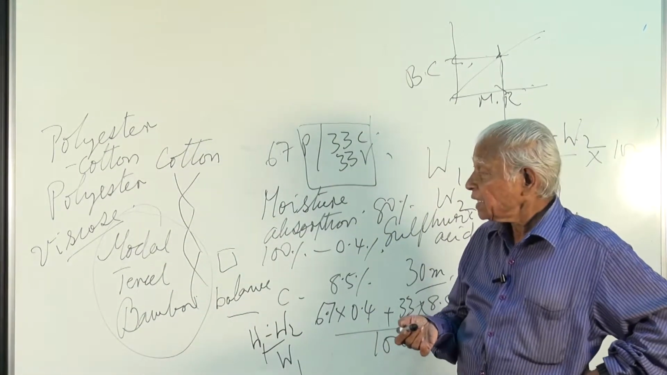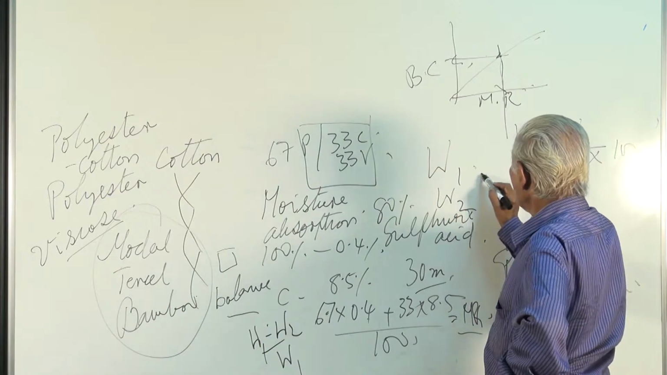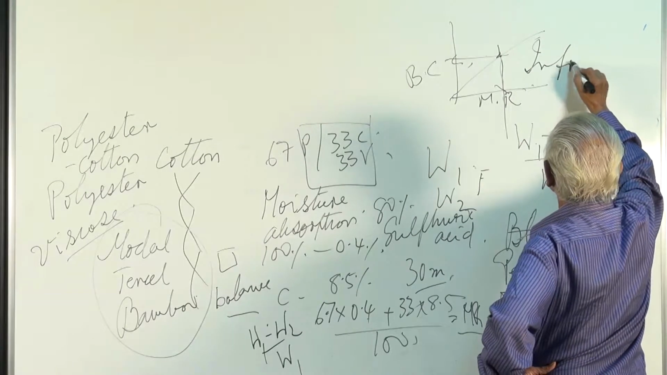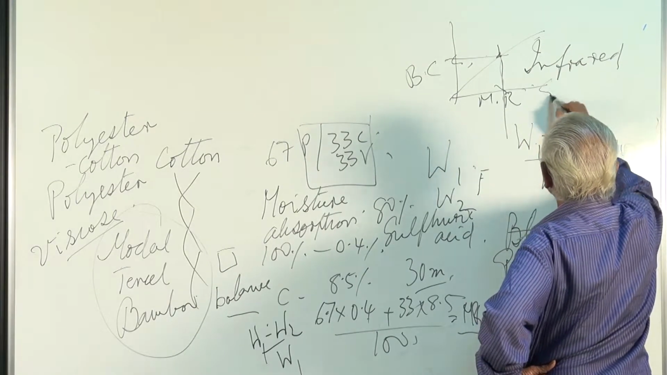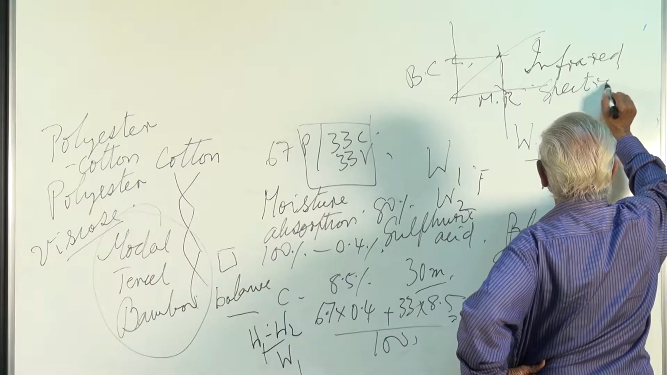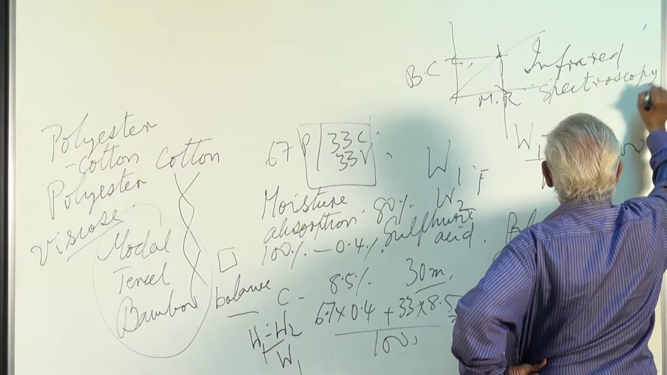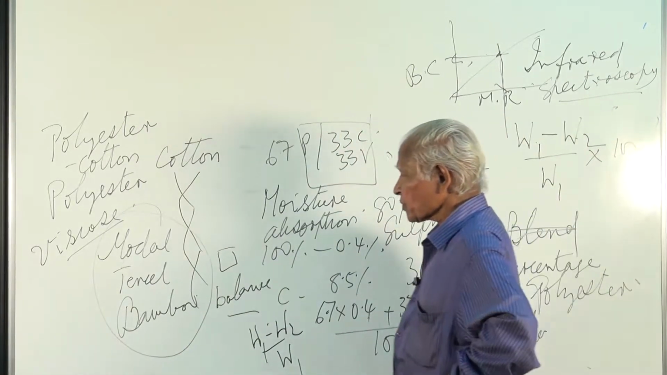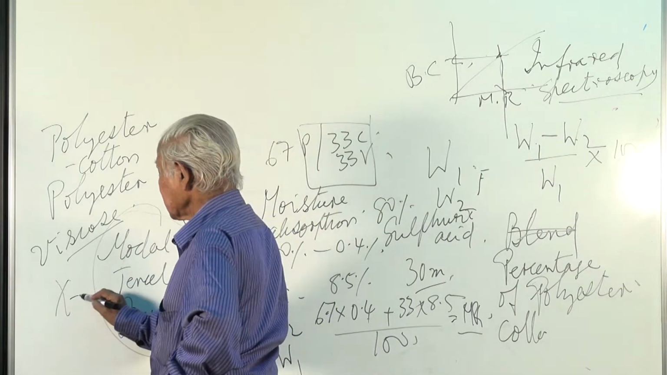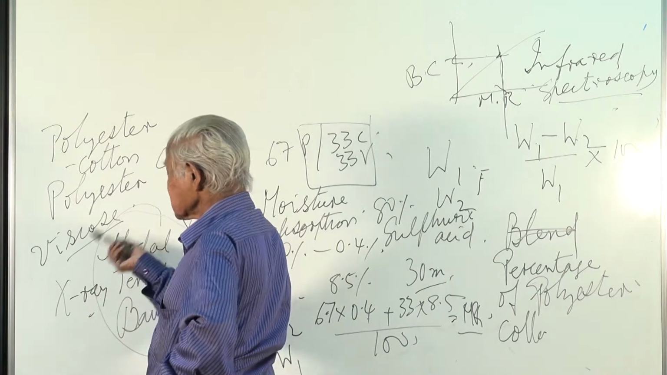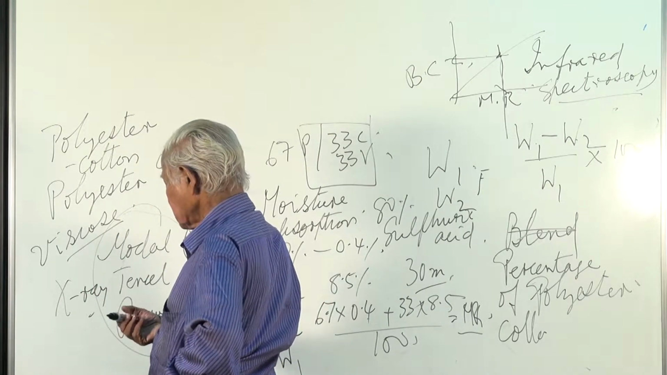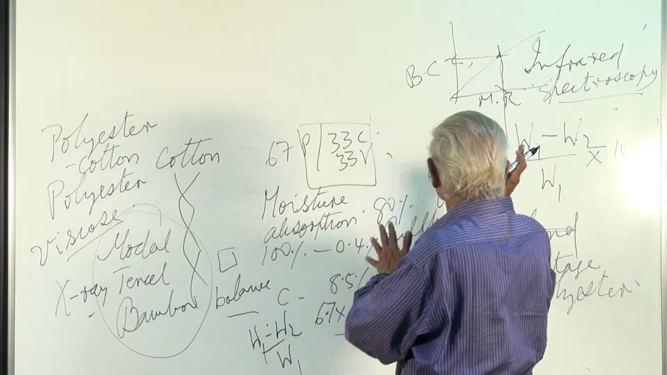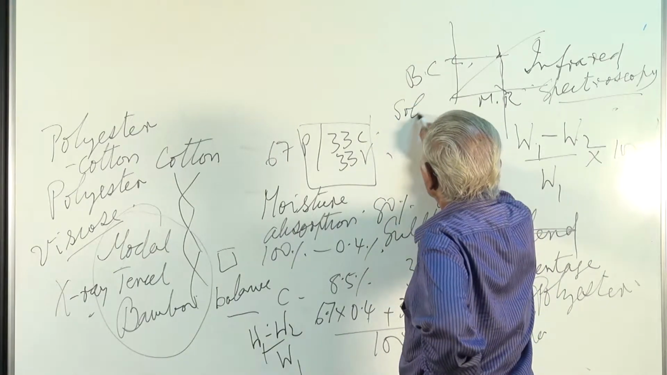And another very sophisticated test is infrared spectroscopy, which has been done for finding out the percentage of polyester and wool. That is a sophisticated equipment. And X-ray techniques also can be used for finding out the blend composition, which is one more advanced step to find out the blend composition. But the simplest way of determining the blend composition is the solubility test.